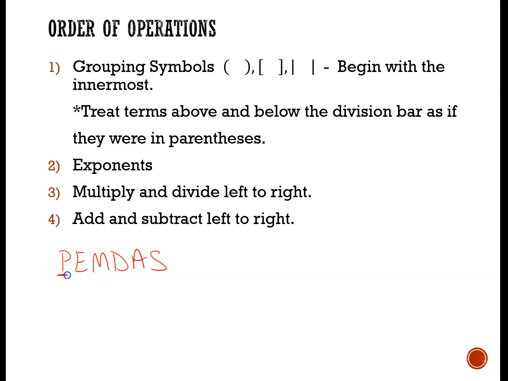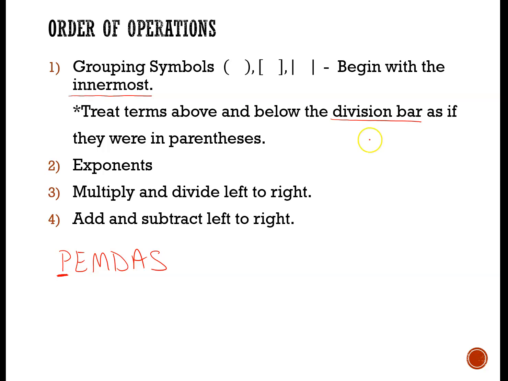However, rather than the P being only for parentheses, our first step is to do any grouping symbols. Now, a lot of times that is going to be parentheses, but it could also be square brackets or even absolute value bars. And so whatever grouping symbols you have, you start with those and you begin with the innermost. If there's more than one set, begin with the innermost. Also, if you have a division bar, so you have a fraction, you treat the terms above and below as if they were in parentheses.